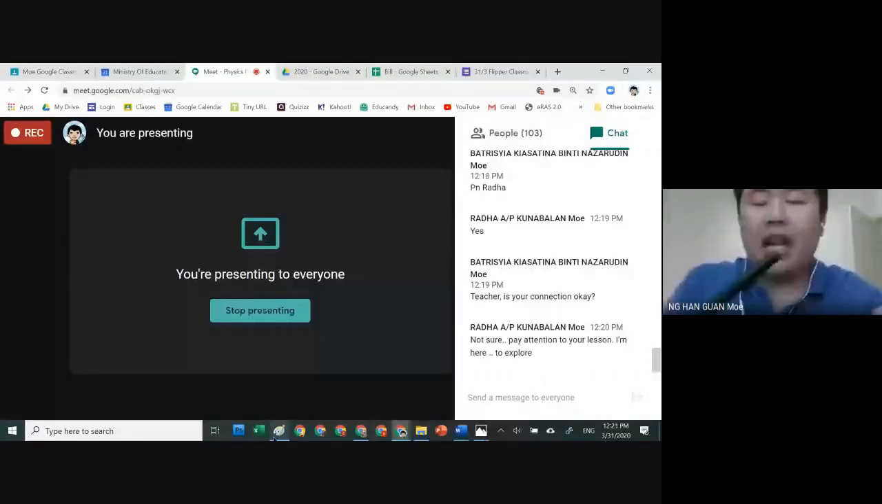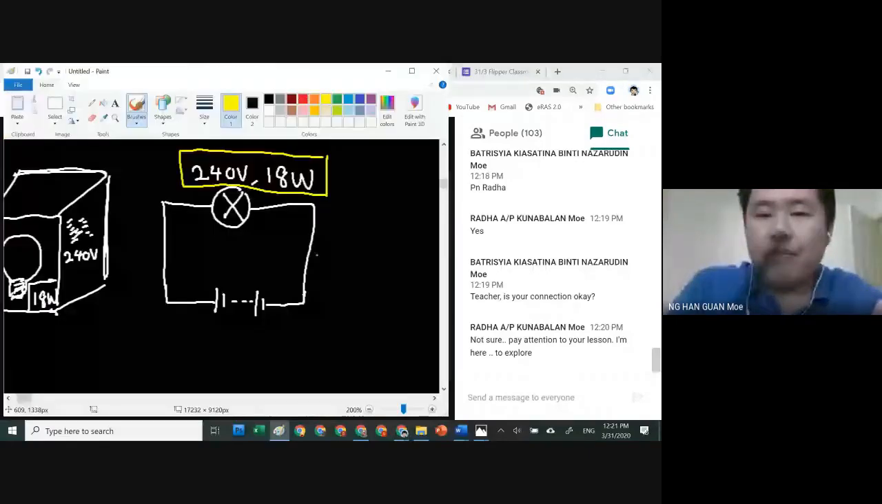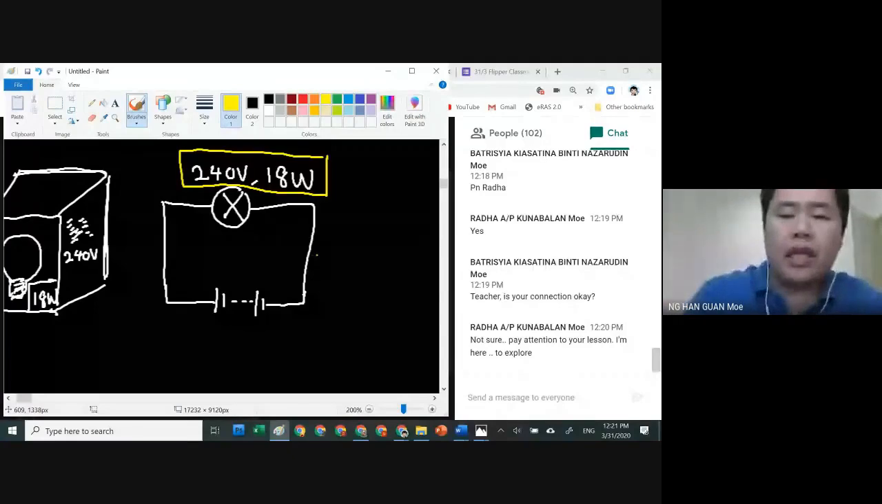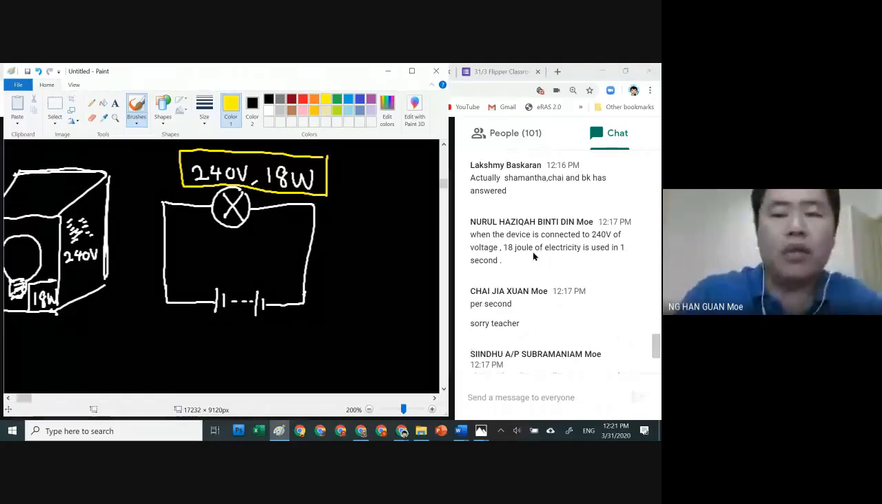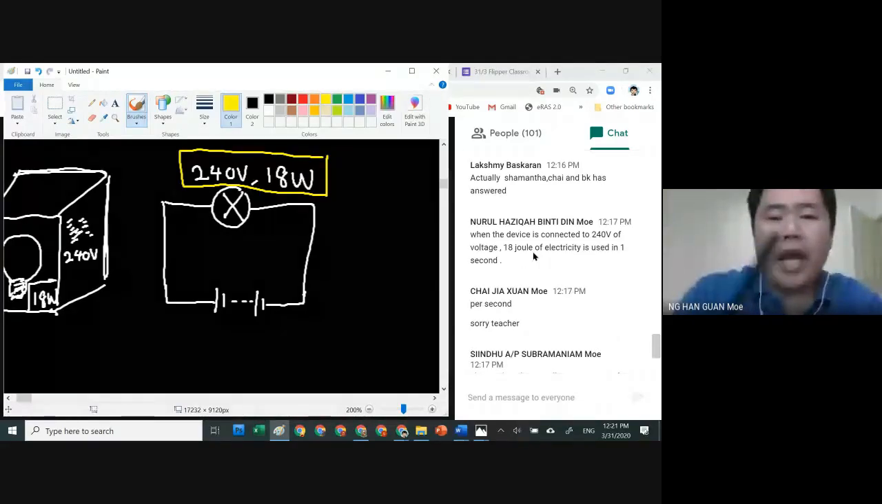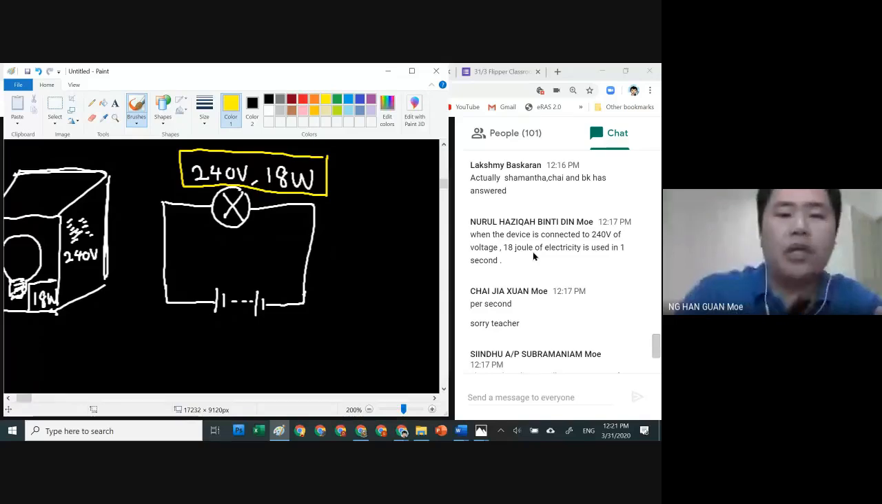So I repeat again. The first one you have to know is the meaning of this power rating label. Please copy down, it's very important. Once you have this power rating label, the first thing you have to know is how to explain the meaning. The meaning is just like Nurul Hachika suggested: when the device is connected to 240 watt of voltage, the energy consumed in every 1 second is 18 joule. Every 1 second is 18 joule. So this is the first thing you have to know.